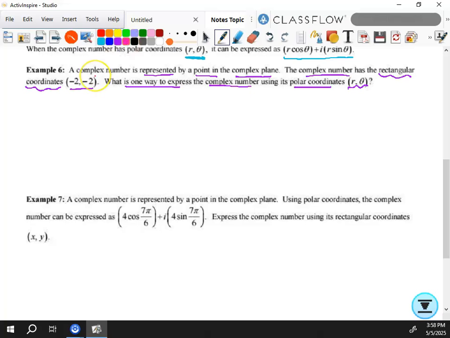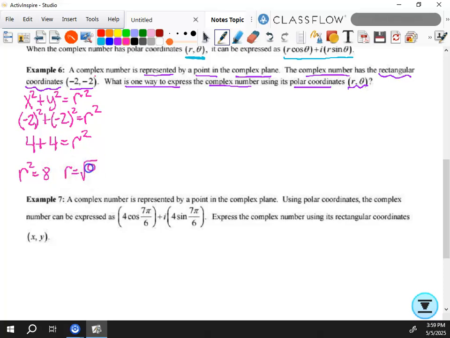So we are going to take our rectangular ordered pair here and convert it into polar. To do that, remember, we know that x squared plus y squared equals r squared. So -2 squared plus -2 squared equals r squared. So it's going to give me 4 plus 4 equals r squared. So r squared equals 8, and r equals the square root of 8. And again, technically the plus or minus, but we can just deal with the positive one here. And square root of 8 is actually 2 square roots of 2, but we're fine leaving it like that.